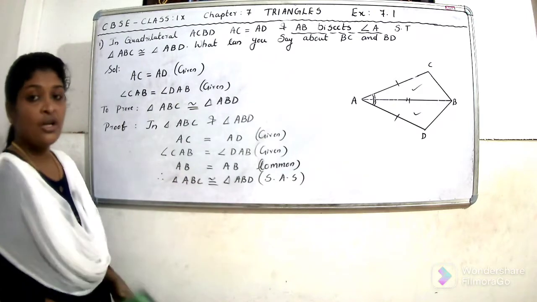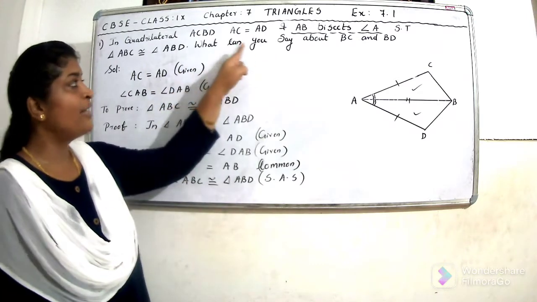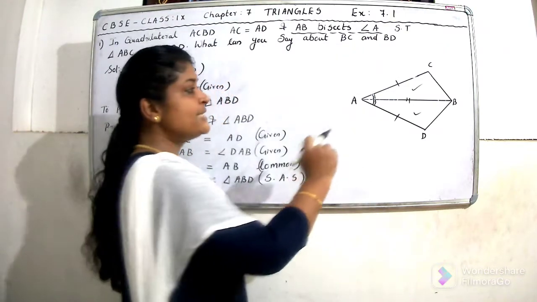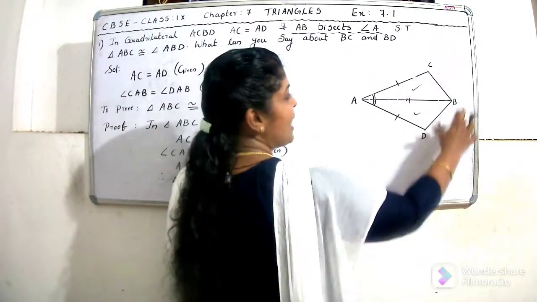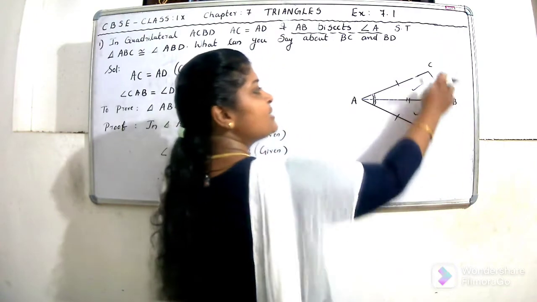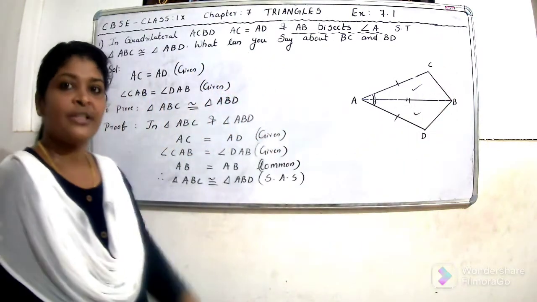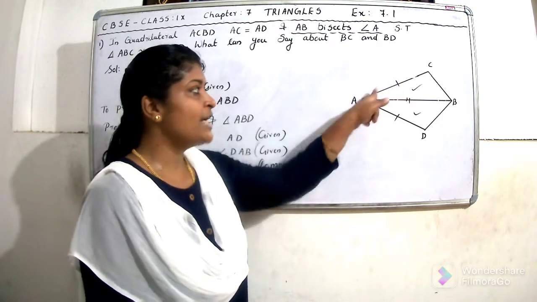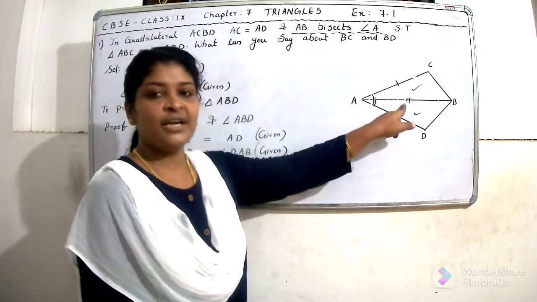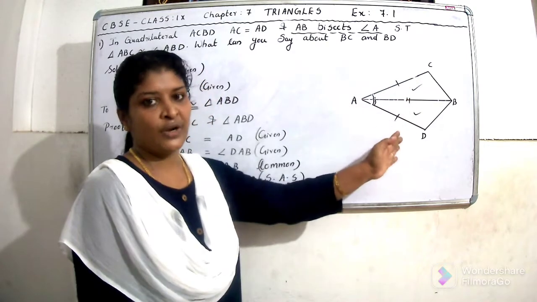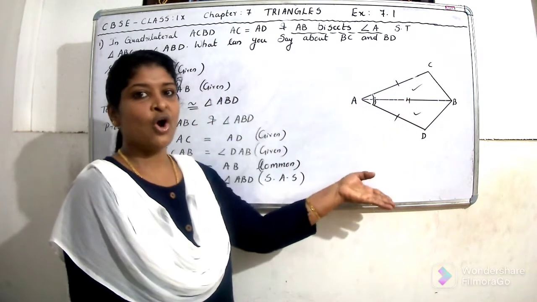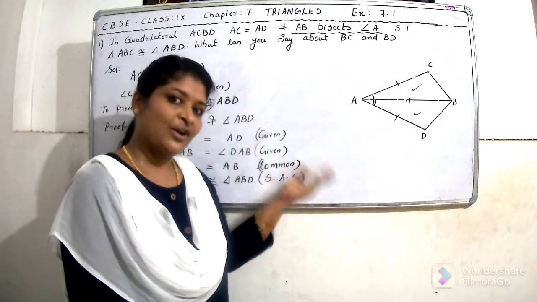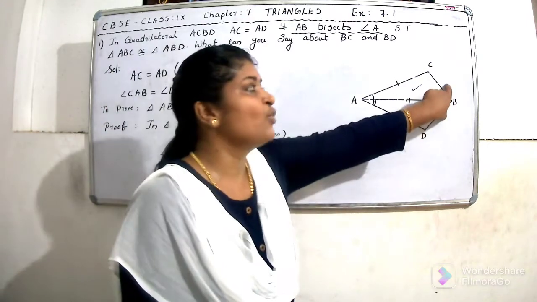So that is over. Now one more question they are asking, what can you say about BC and BD? Now where is BC and BD? This is BC and this is BD. What can we say about these two sides? They are also equal, no? Why? See, with the help of these three, side, angle, side, we said these two triangles are congruent. Once we proved it is congruent, then the sides and angles we did not mention are also equal, no?